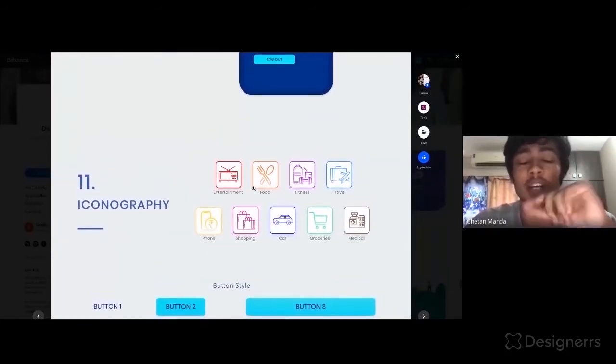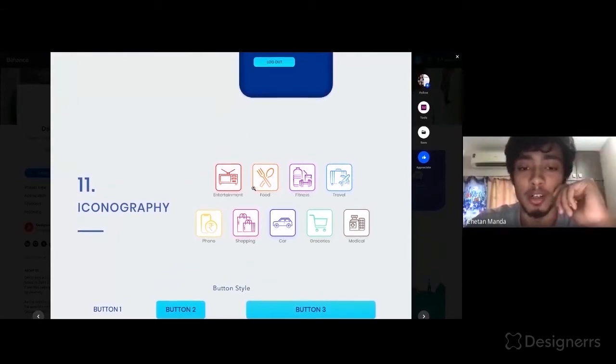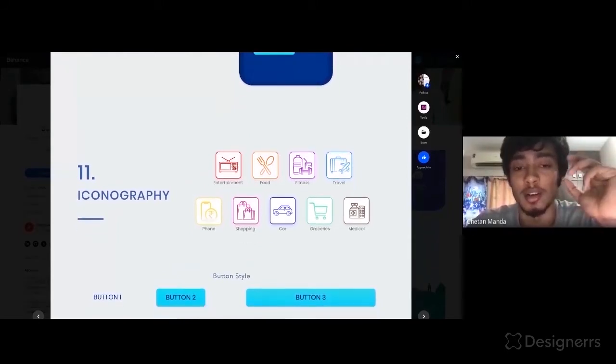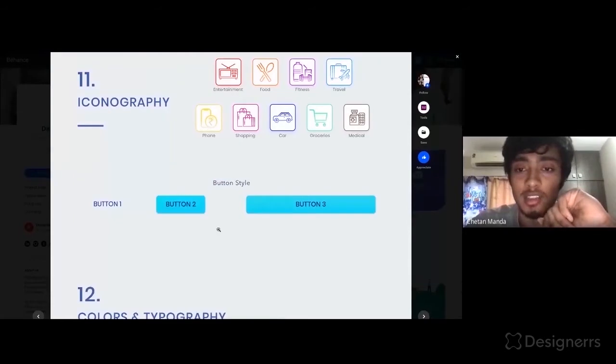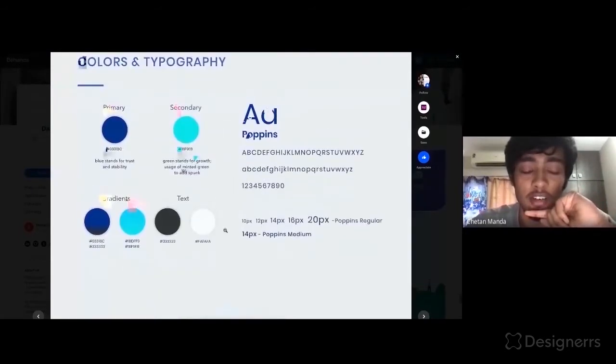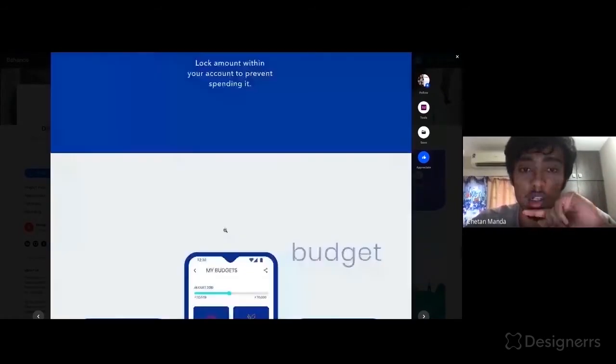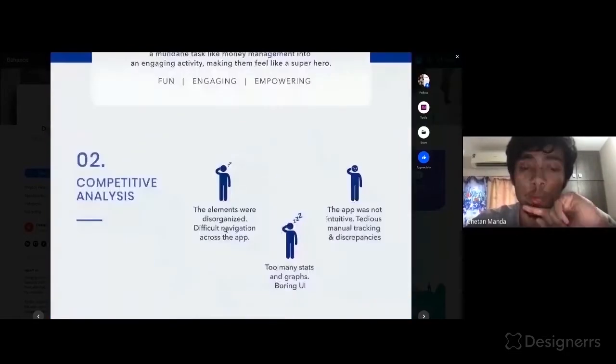This person is probably looking for a UI specific role. Maybe I'm wrong, but they've certainly put up things that a UI design role recruiter would be looking at: iconography, button styles, colors and type. These are also important while designing any UI. So this was a good beginner's portfolio, and the points I mentioned would be great to have included.